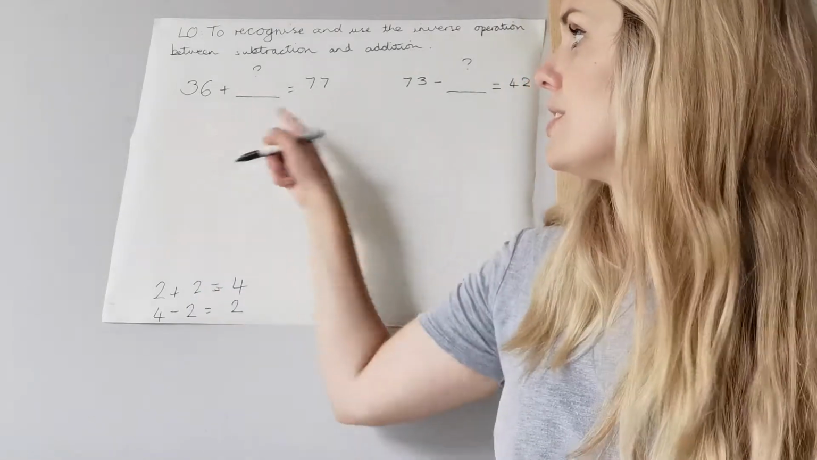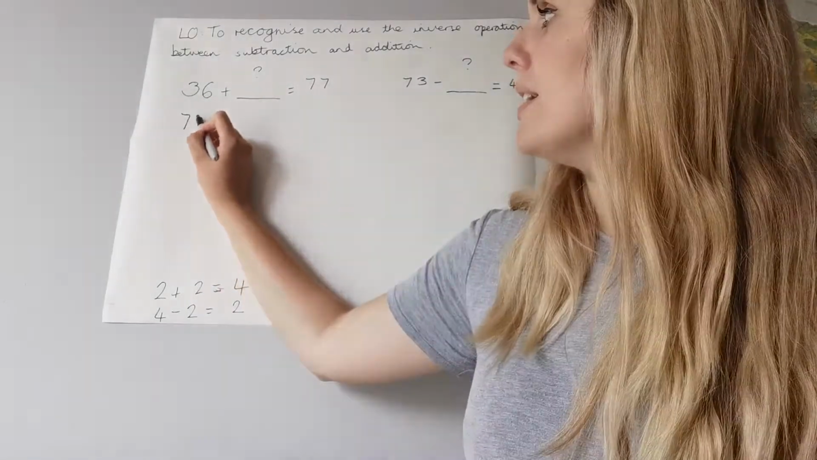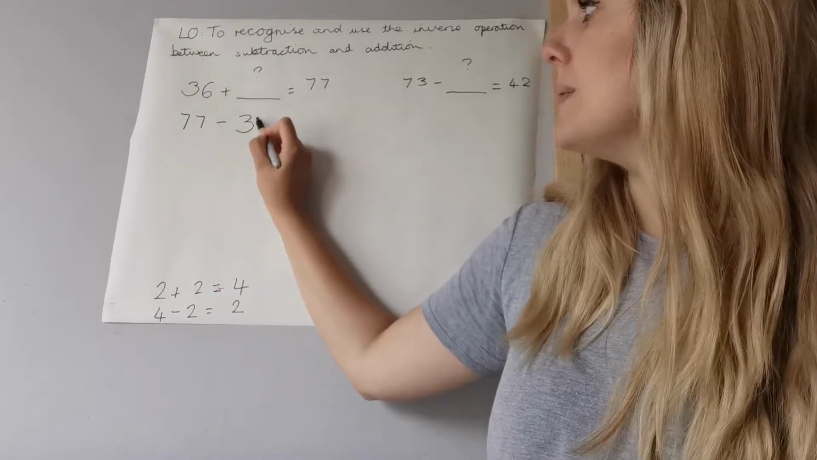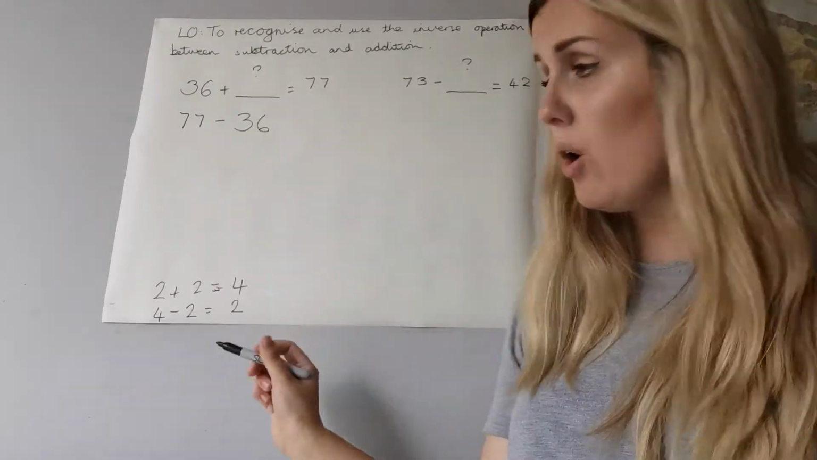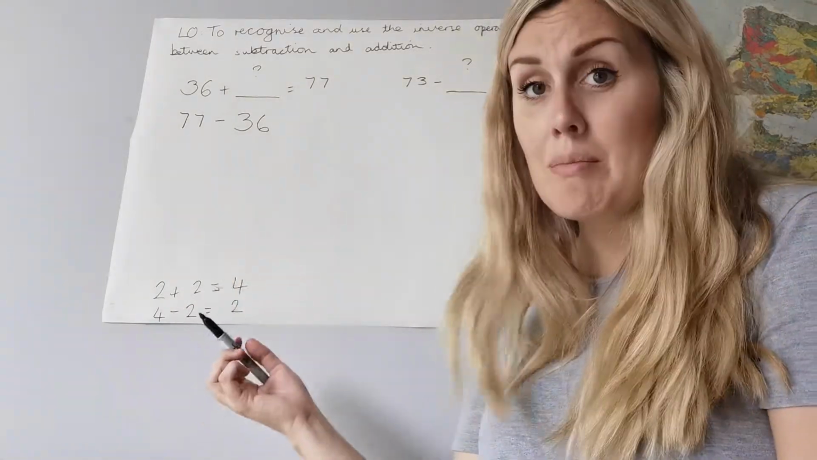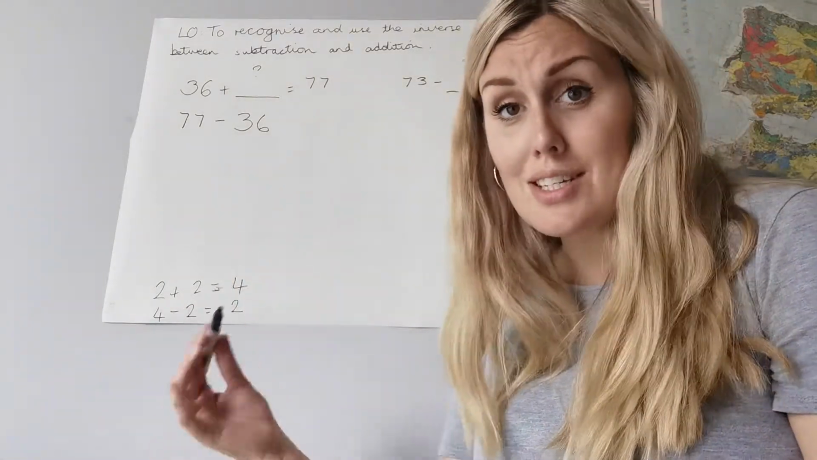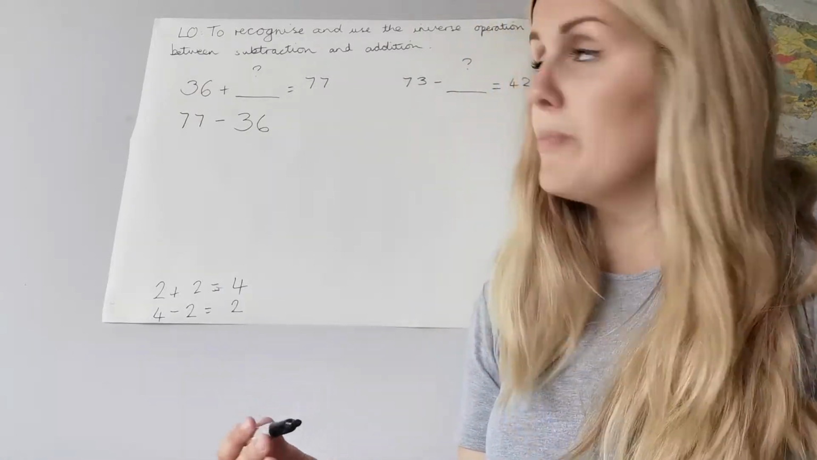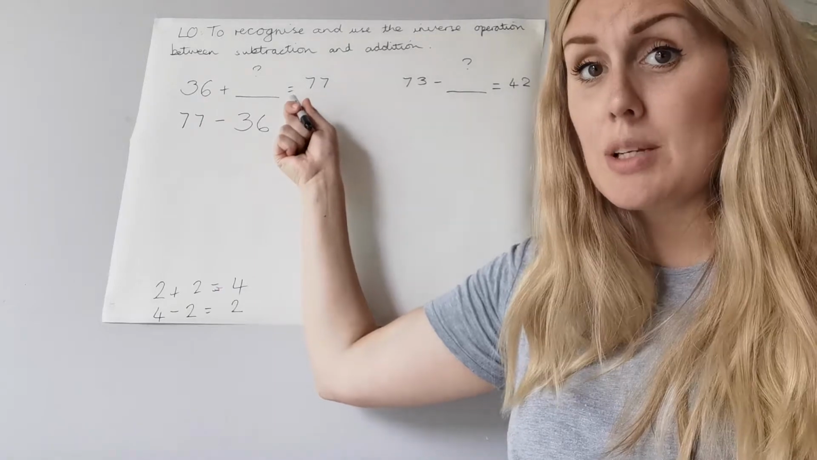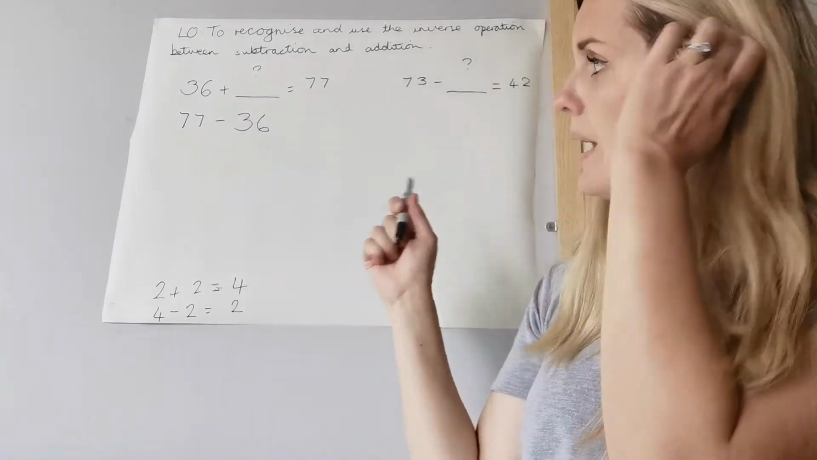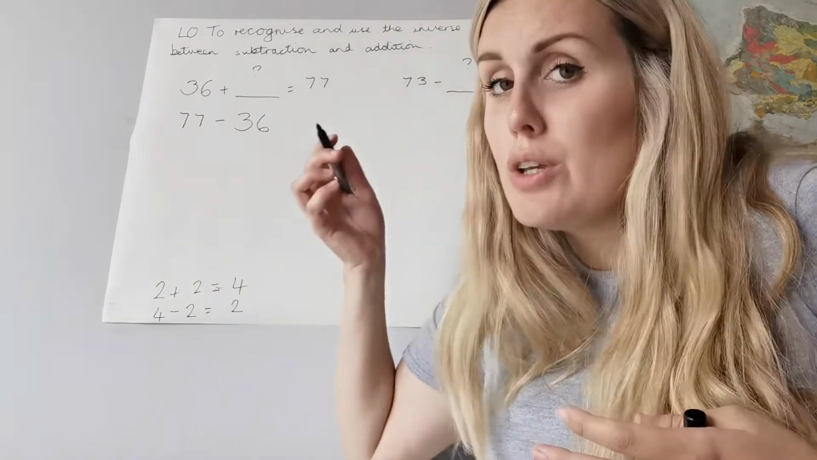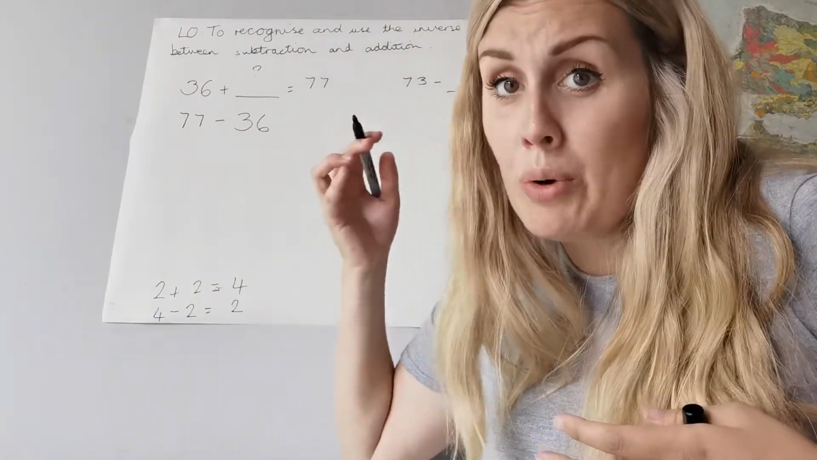So I'm going to change this around. And I'm going to write 77 take away 36. And I know, because with my little number sentence down here, that the third number will be the same even if it's an addition one or a subtraction one. So this is exactly the same as finding out what this missing number problem is here. Now, the way I'm going to do this is I'm going to use, and sort of show you a different way, a part-whole model.